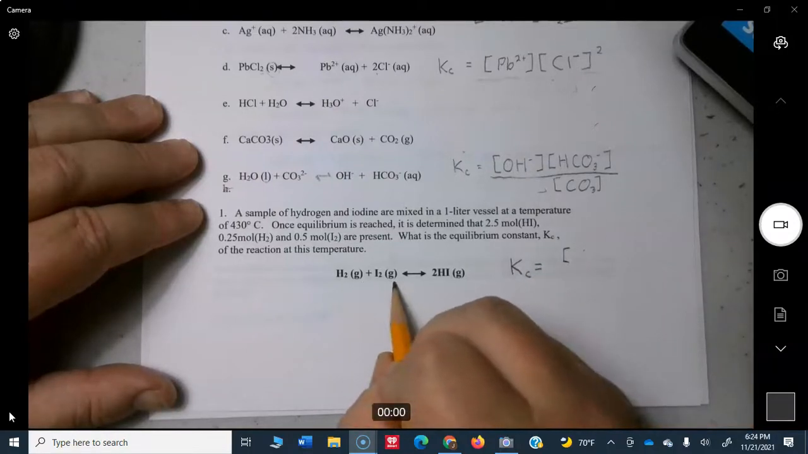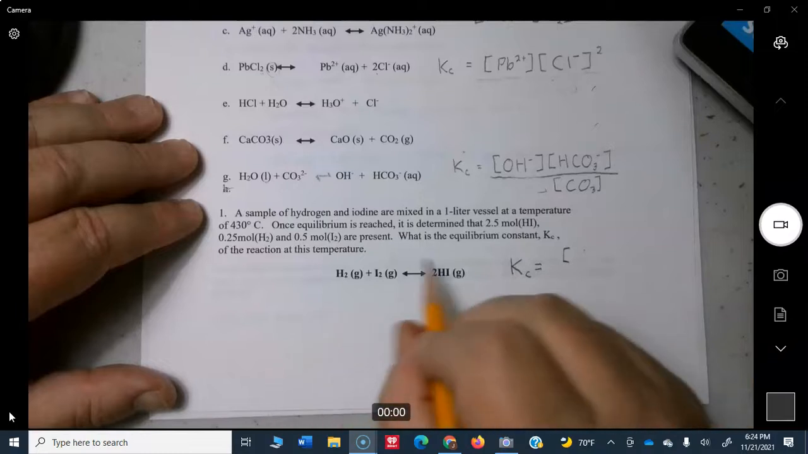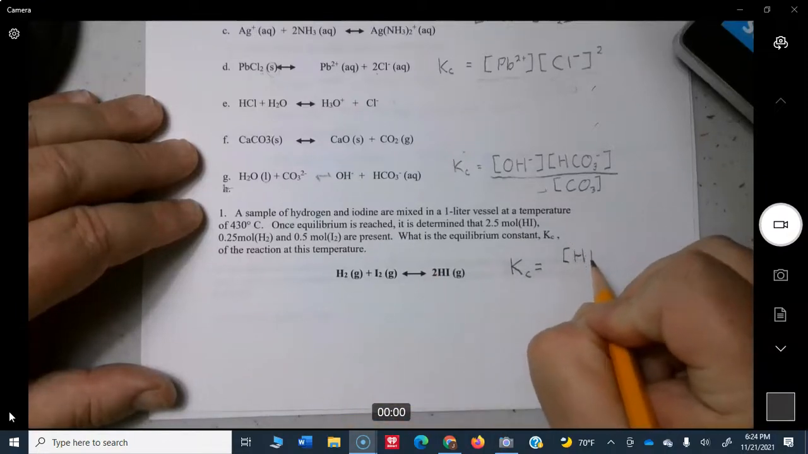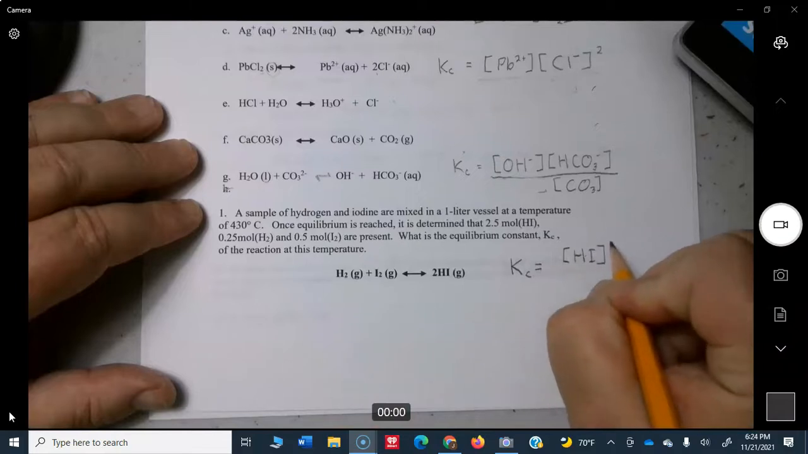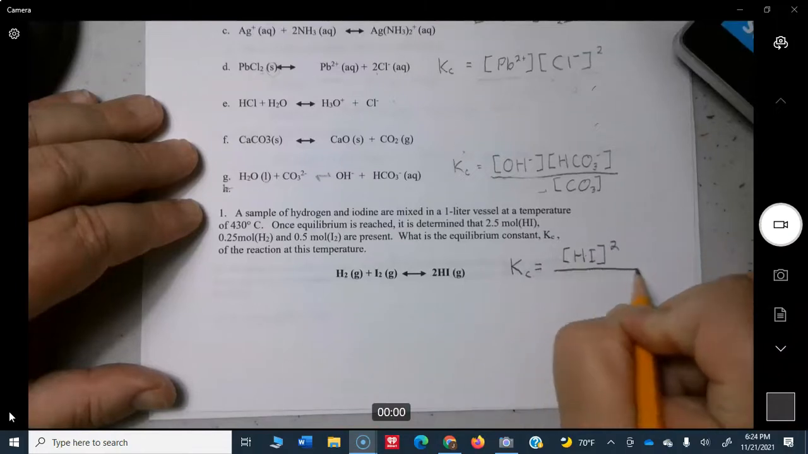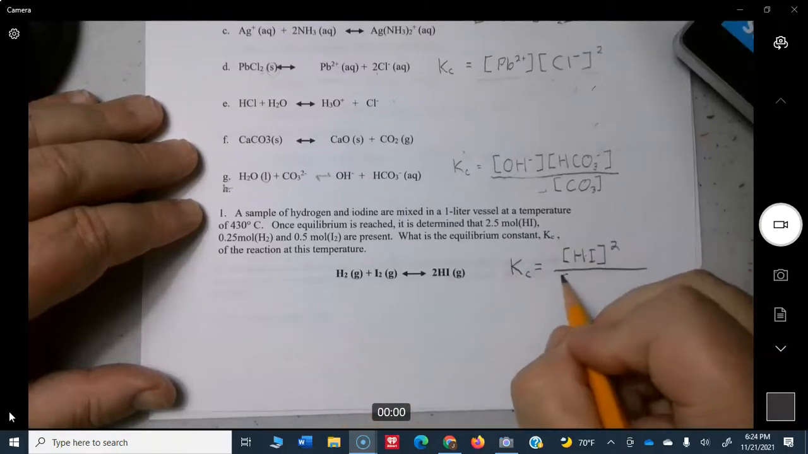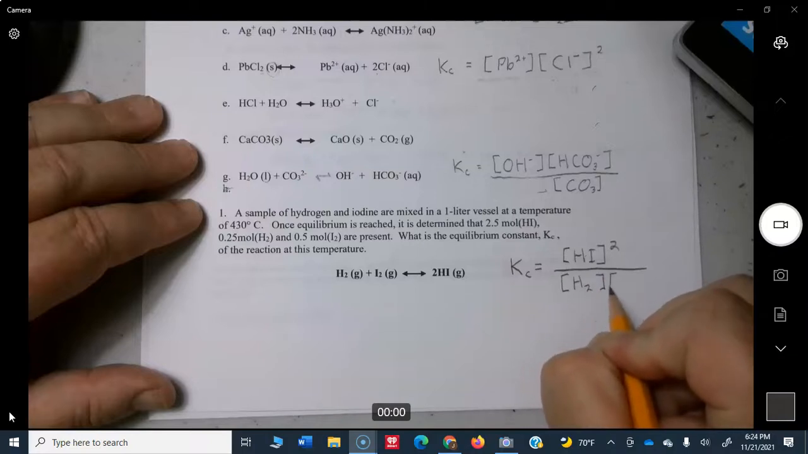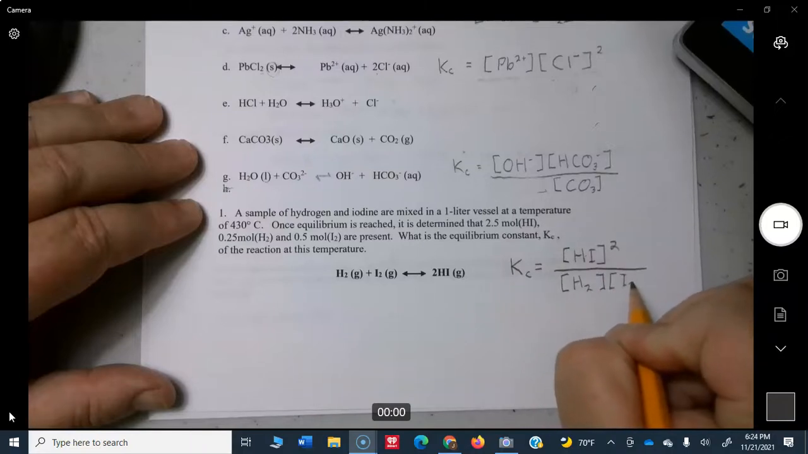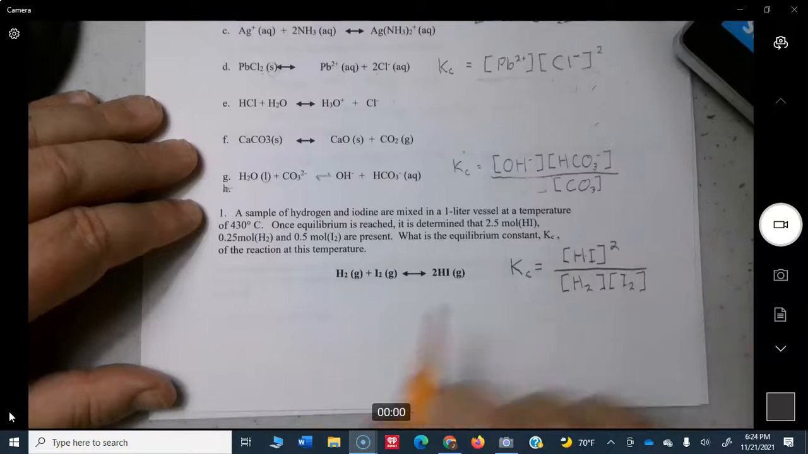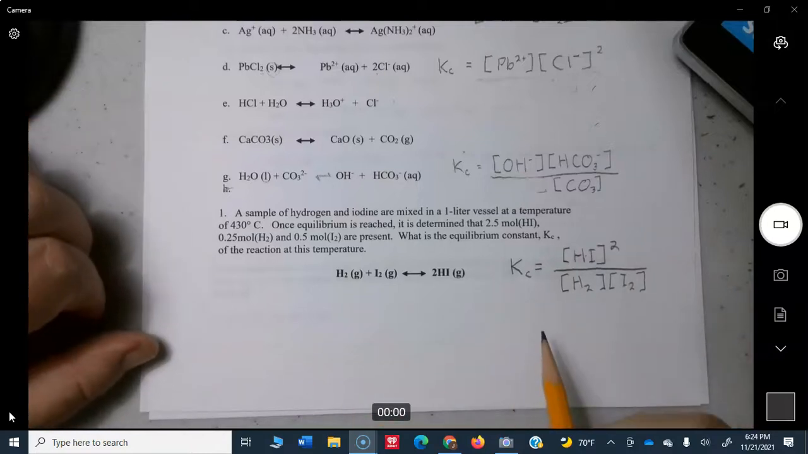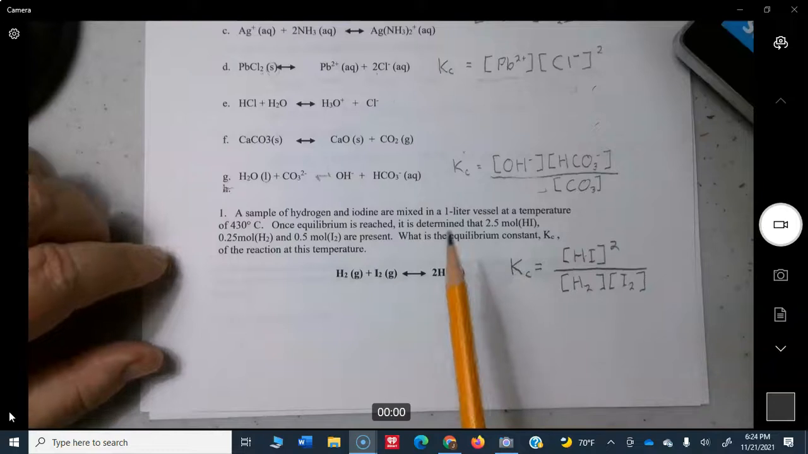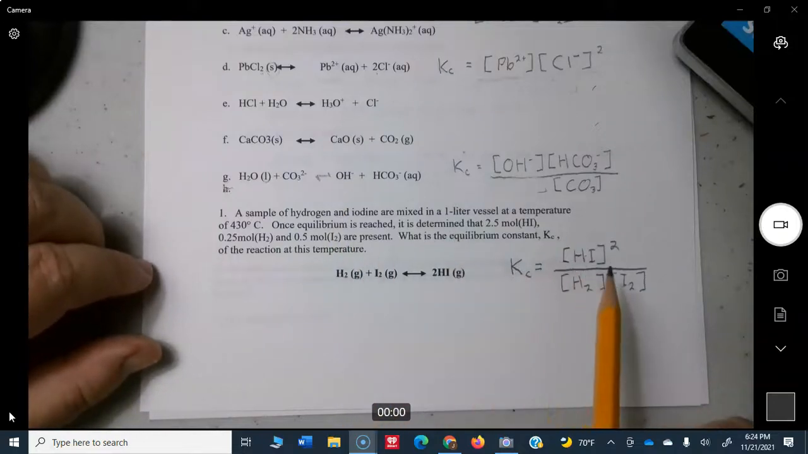Everything is a gas. There's no solids or liquids here, so everything goes into the law of mass action. And the numerator is squared, and then we have these two. Okay, so there's the law of mass action. Now, we can plug in the numbers, but what we have to be careful of is what do square brackets mean?